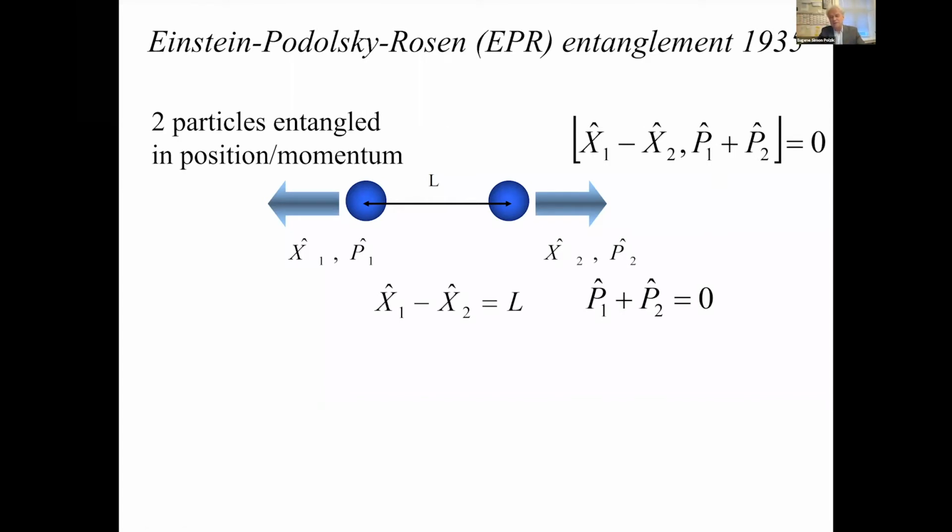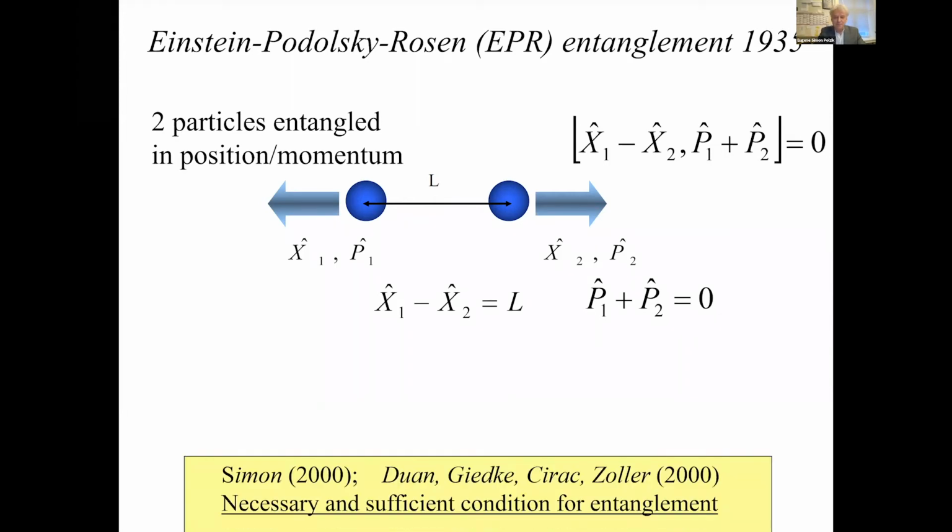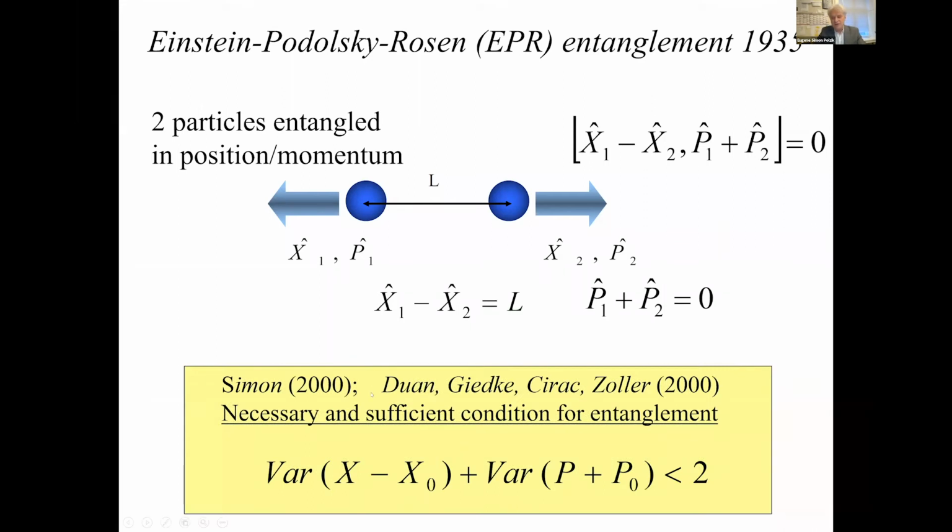So that's how we live our lives now. Entanglement is part of it. Some 65 years after the paper of Einstein, Podolsky, and Rosen, two groups of researchers formulated the necessary and sufficient condition for the entanglement of two continuous variables. That would be that you don't have to know the difference between the x's and the sum of the p's exactly, but you need to know it better than something.